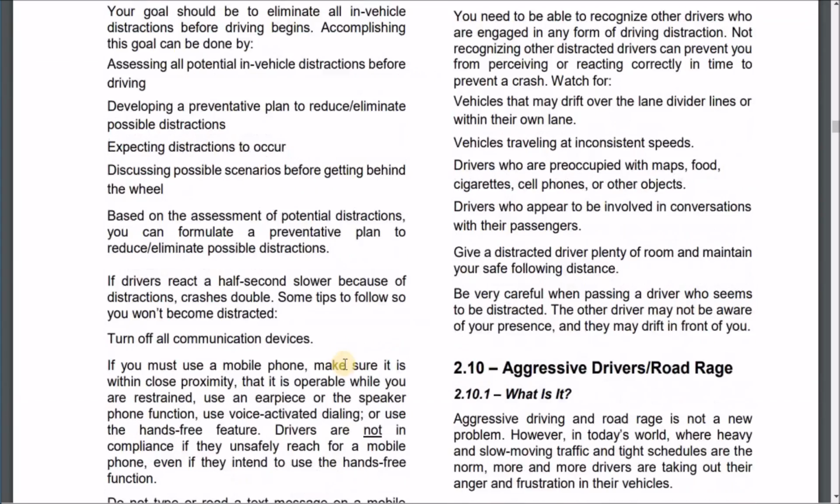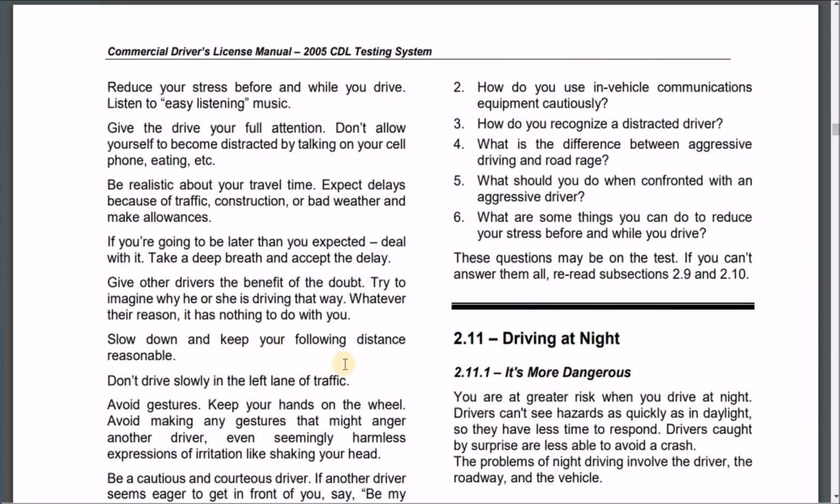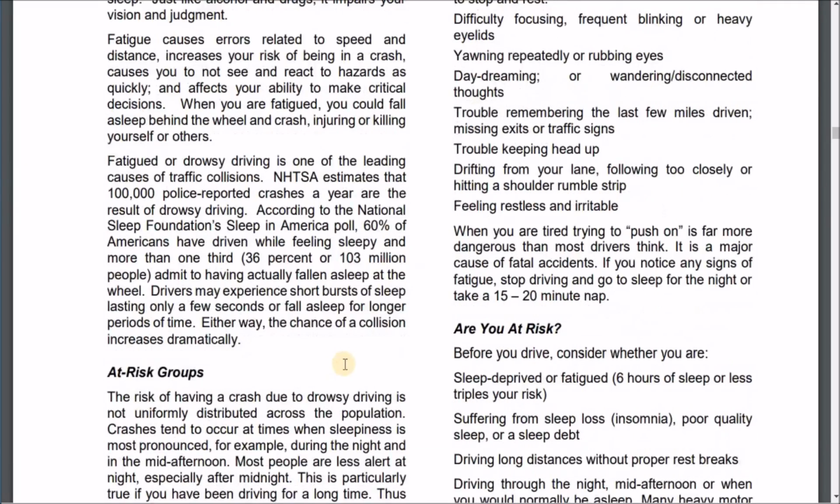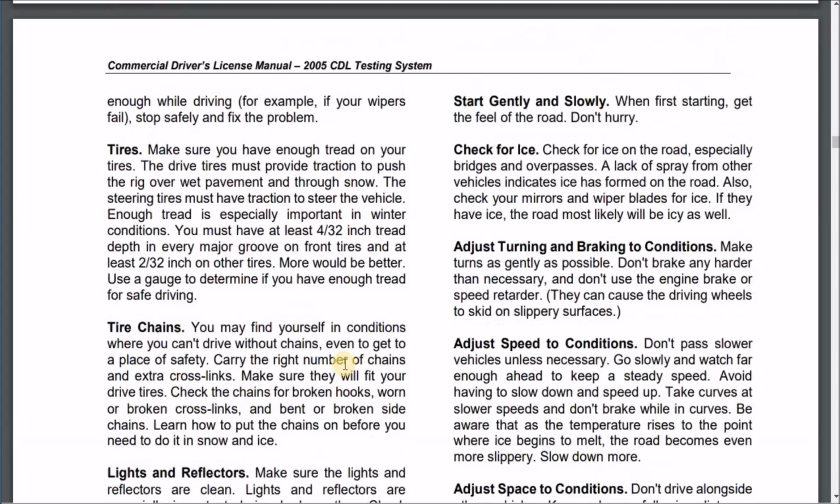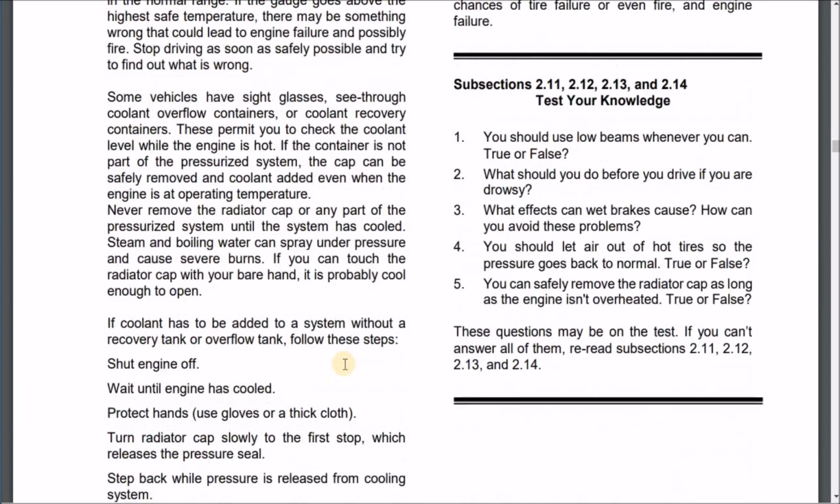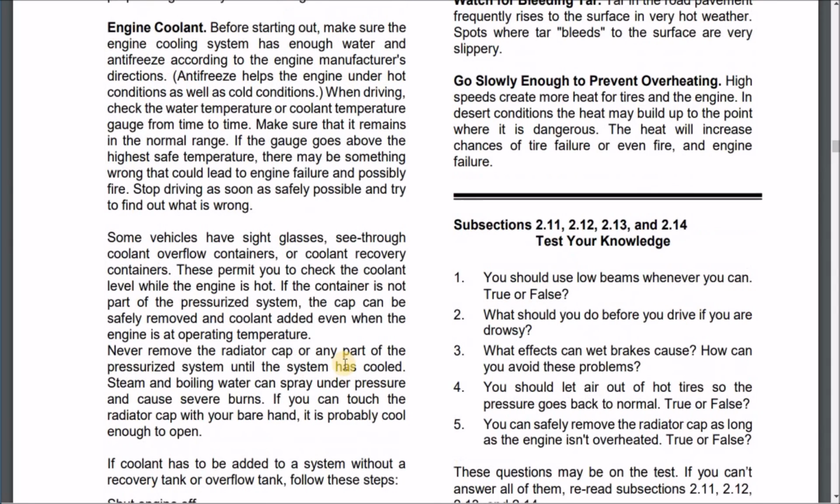So you can see this is a long chapter or section. So I'm going to go to the next batch of questions in this section. So it more than makes up for section 1 not having any questions. So subsection 2.11, 2.12, 2.13, and 2.14. Question number 1.